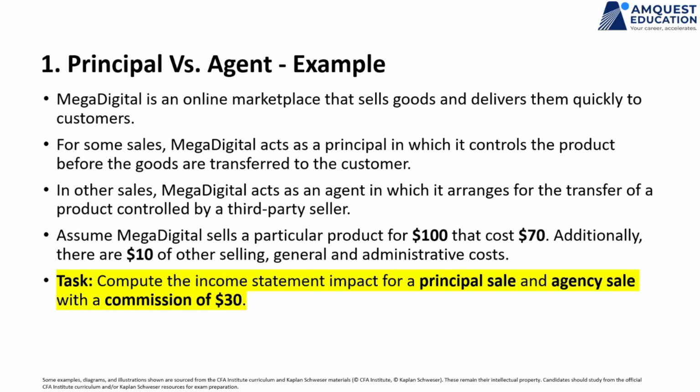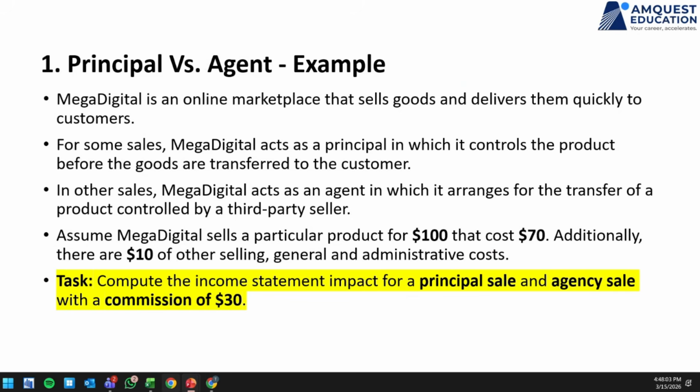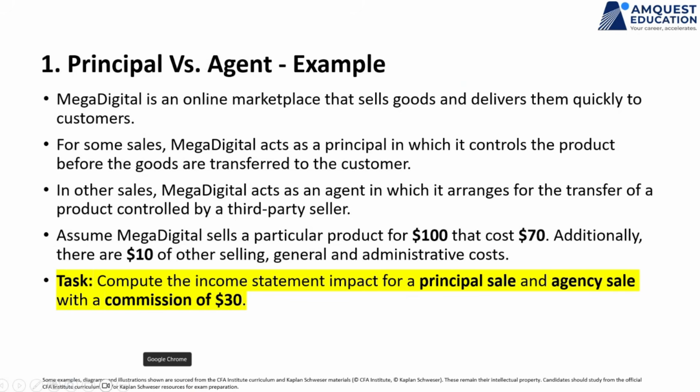Assume Mega Digital sells a particular product for $100 that costs $70. Additionally, there are $10 of other selling, general, and administrative cost. So compute the income statement impact for a principal sale and an agency sale with a commission of $30, right? So we have to just create two income statements and compare that if this guy is acting as a principal versus acting as an agent, how will the profit and loss or the income statement look like? So let's quickly look at this.